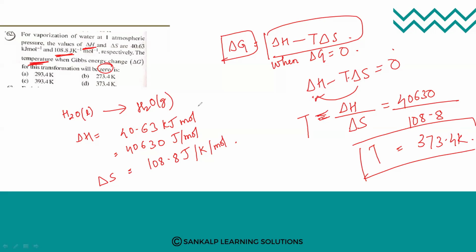So when your liquid water is getting vaporized to gas, vaporization means what? It is getting converted into vapors. So this is the temperature. So option number D, 62, the answer is D. Yes? Okay.